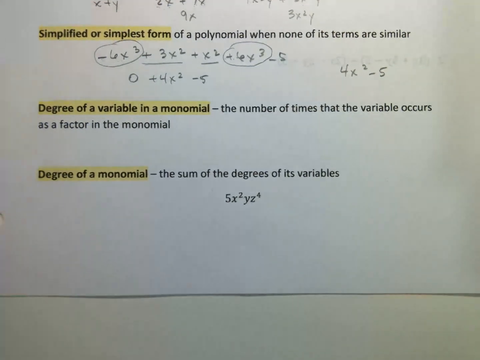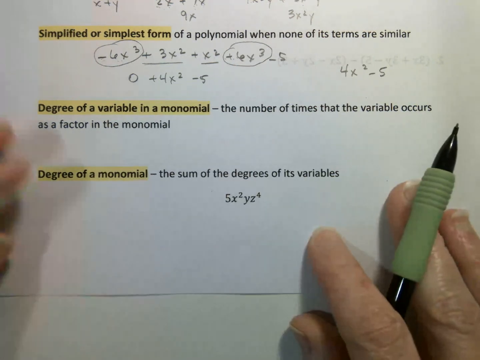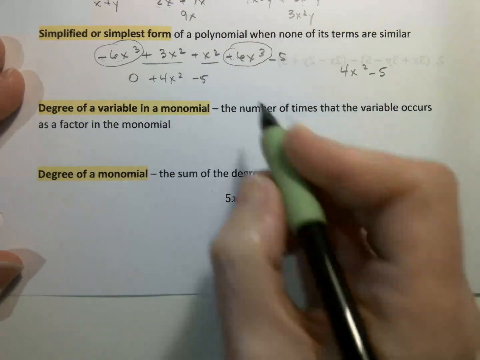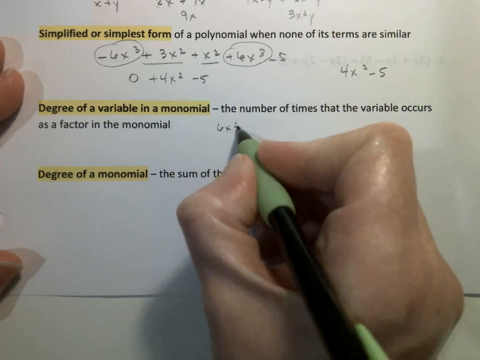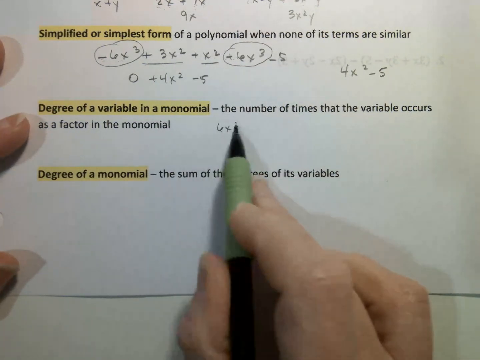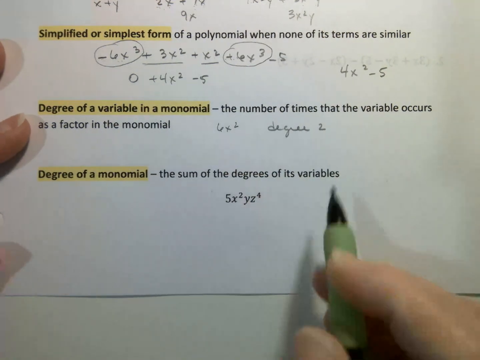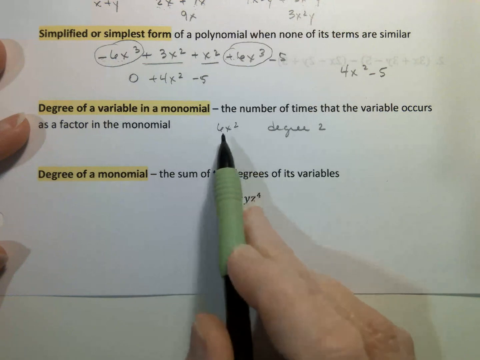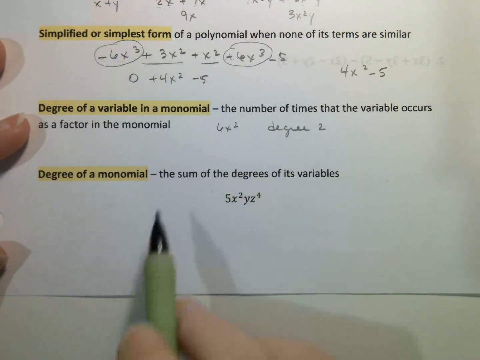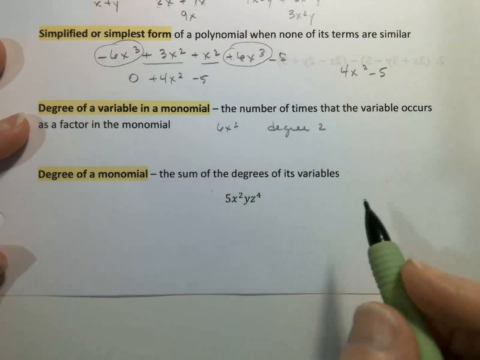Okay. Then we have what's called the degree of a variable in a monomial, and that is the number of times that the variable occurs as a factor in the monomial. So for example, if I have 6x squared, the degree of this monomial is 2 because the variable occurs twice. Okay, so that's the degree of the variable.